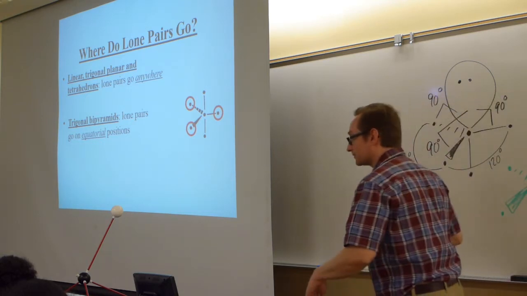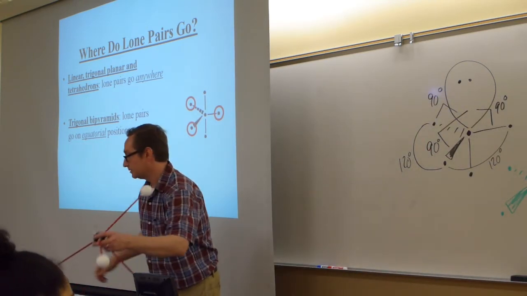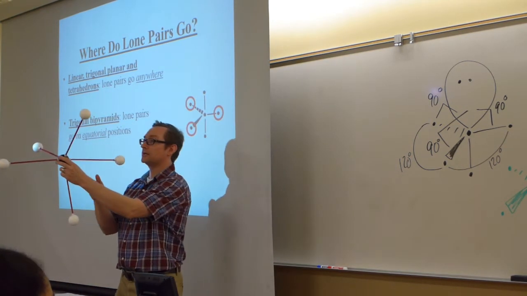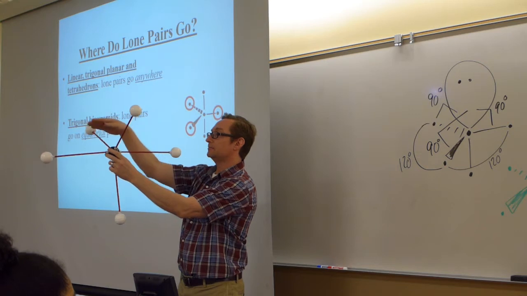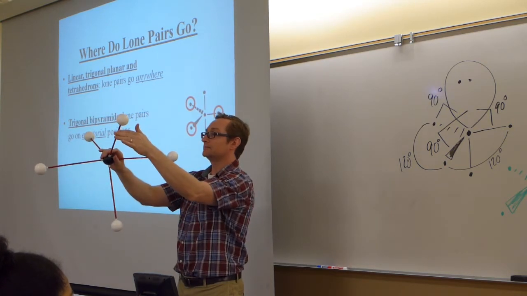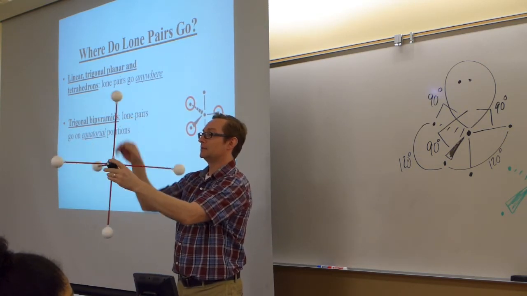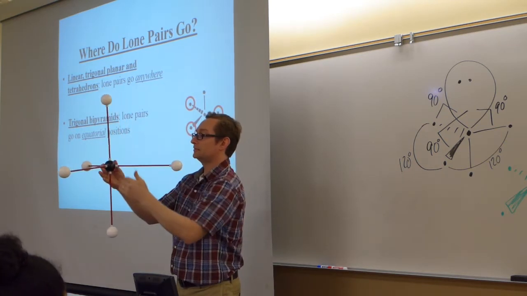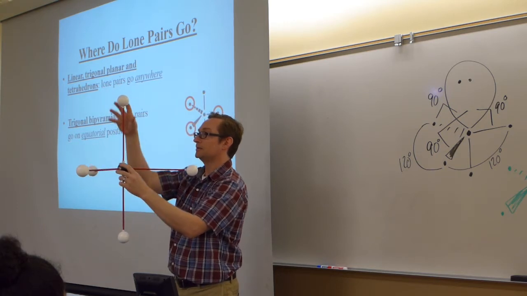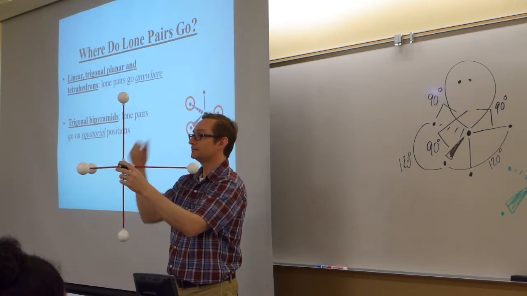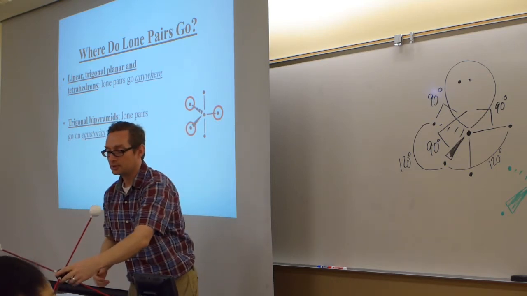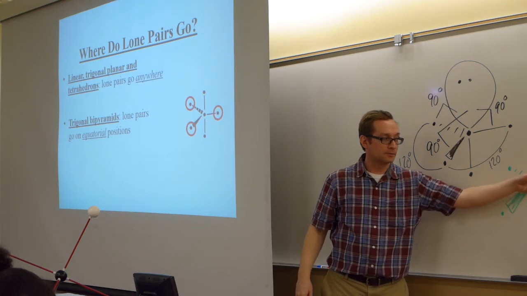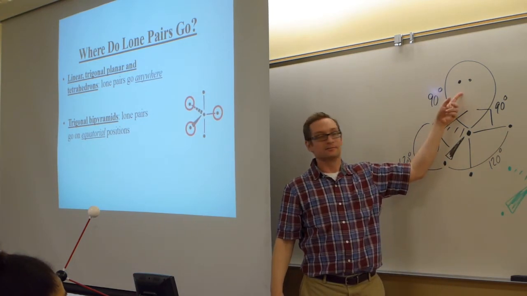Where am I getting these bond angles from? If you're looking down the molecule axis, 120, 120, 120. And then 90, 90, 90 angles. These are all 90 between the axial and the equatorial. So for a trigonal bipyramid, it's better to have the lone pairs put on an equatorial position than on an axial position.